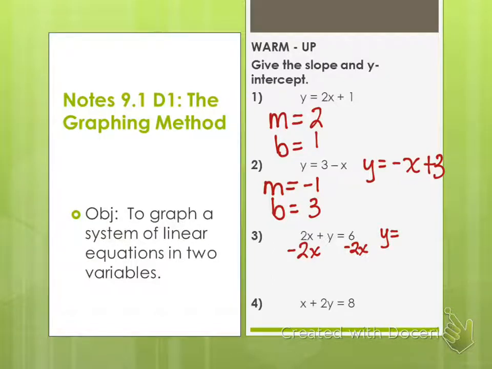We have y equals -2x plus 6. Remember, we've got to be careful about the order we write it in. And then we would be ready to identify M and B. Who wants to help me out with M and B on number 3? Shannon? Wonderful. M is -2, B is 6.